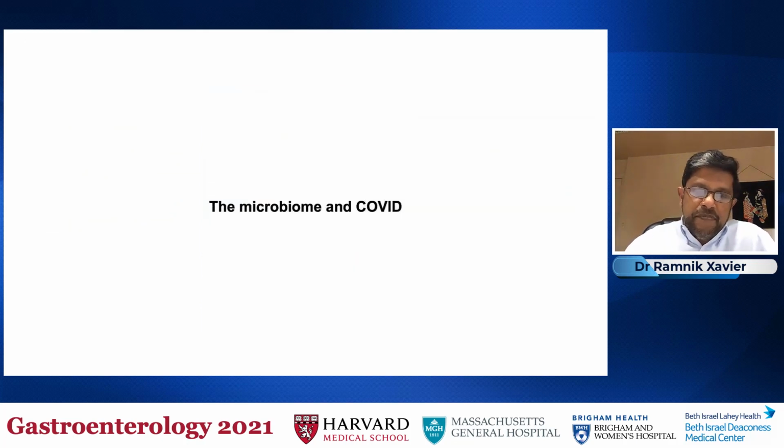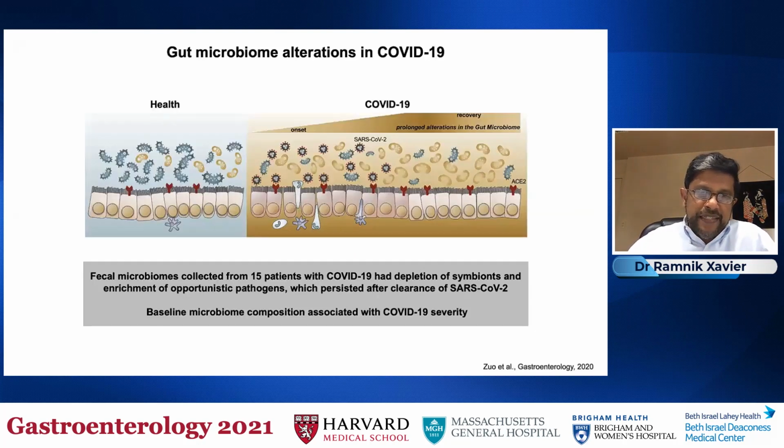Now, obviously, in any talk one has to refer to the current crisis with COVID. Here a number of investigators have looked at the microbiome in small subsets of patients with COVID-19 disease. Here's a study that looked at the fecal microbiome collected in 15 patients with COVID. You can begin to appreciate that symbiotic bacteria, or the good bacteria, were markedly depleted in individuals infected with COVID, allowing for the expansion of opportunistic pathogens that correlated with severity of COVID-19.